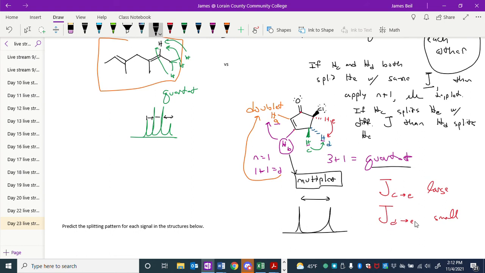But then D is also splitting E. So D splits those doublets into doublets. So instead of seeing 2 single peaks at that distance, the peak I have here is going to be split into a doublet. And the peak over here is going to be split into a doublet. So here I had a doublet that was split into more doublets. I have the larger coupling constant between these two doublets because of the large coupling constant between C and E. And then I have a smaller coupling constant between the second splitting for D splitting E. So that's called a doublet of doublets.